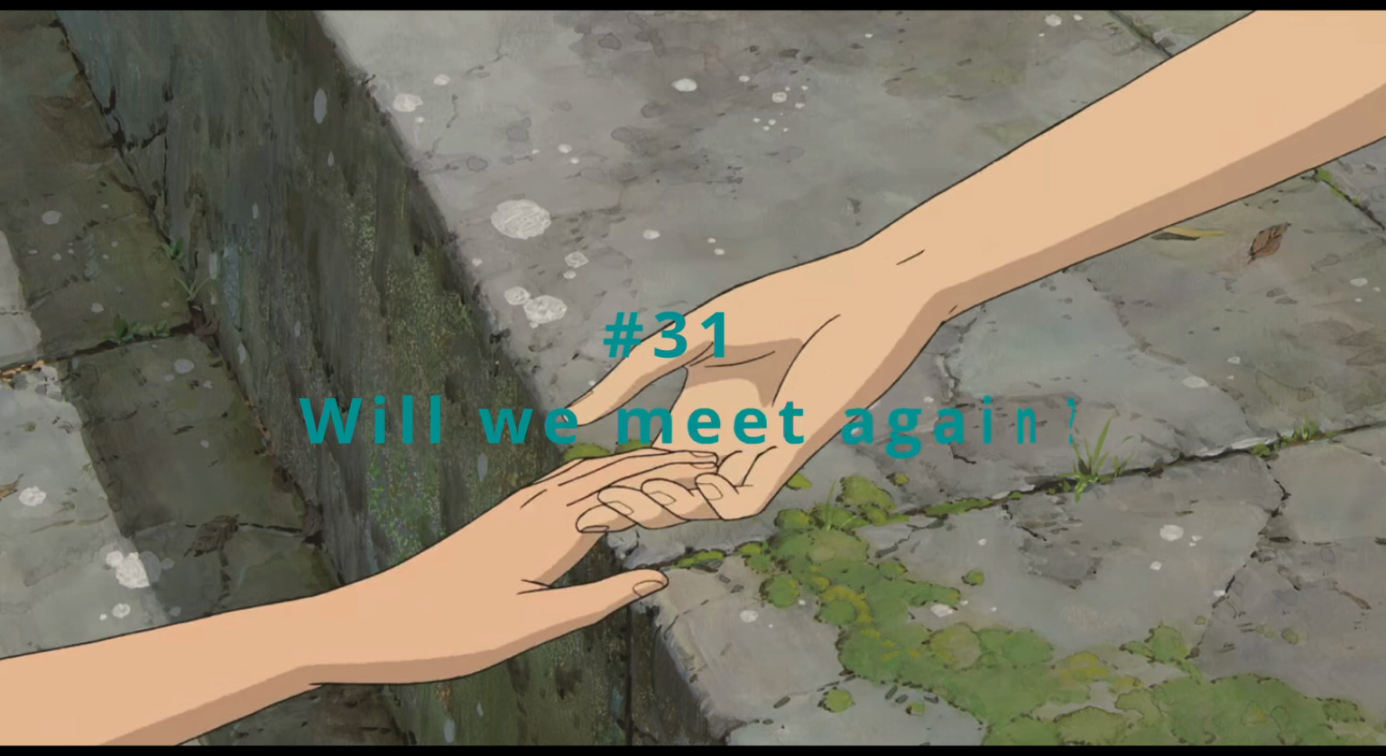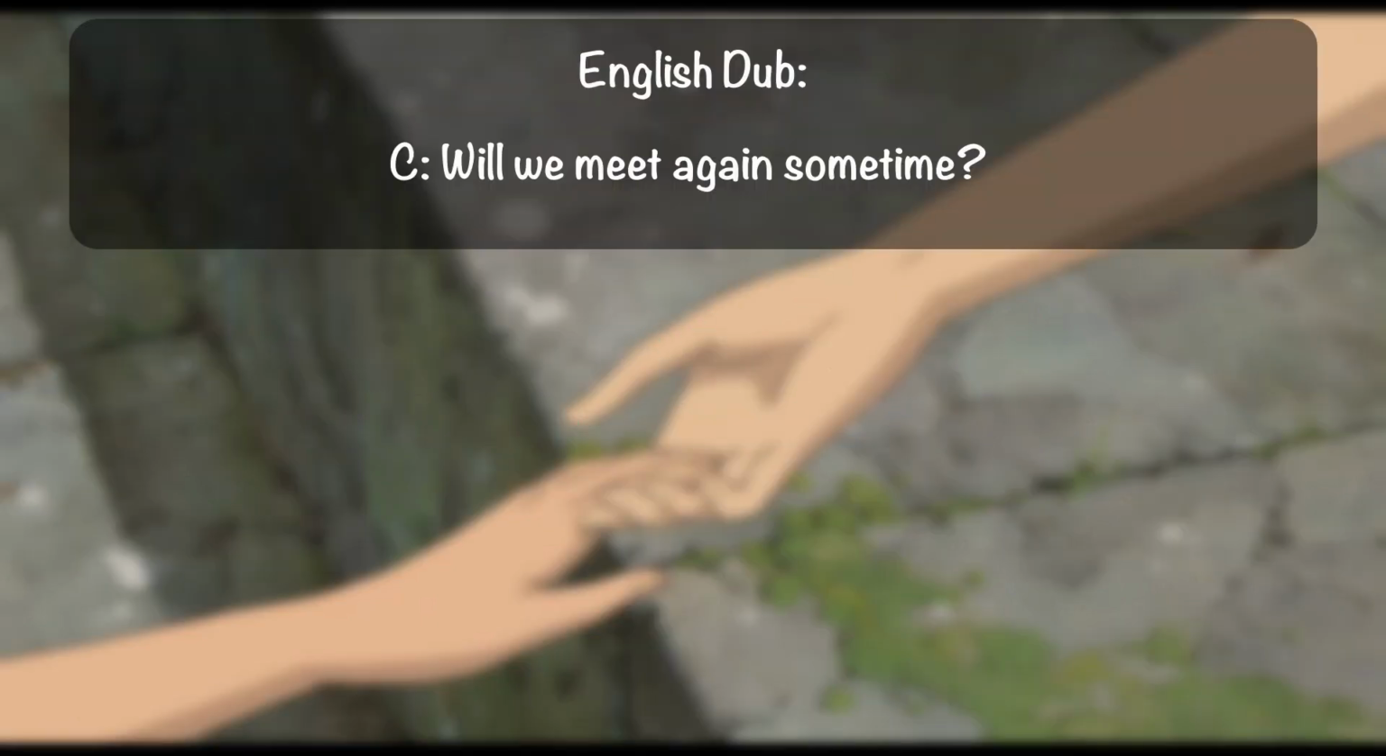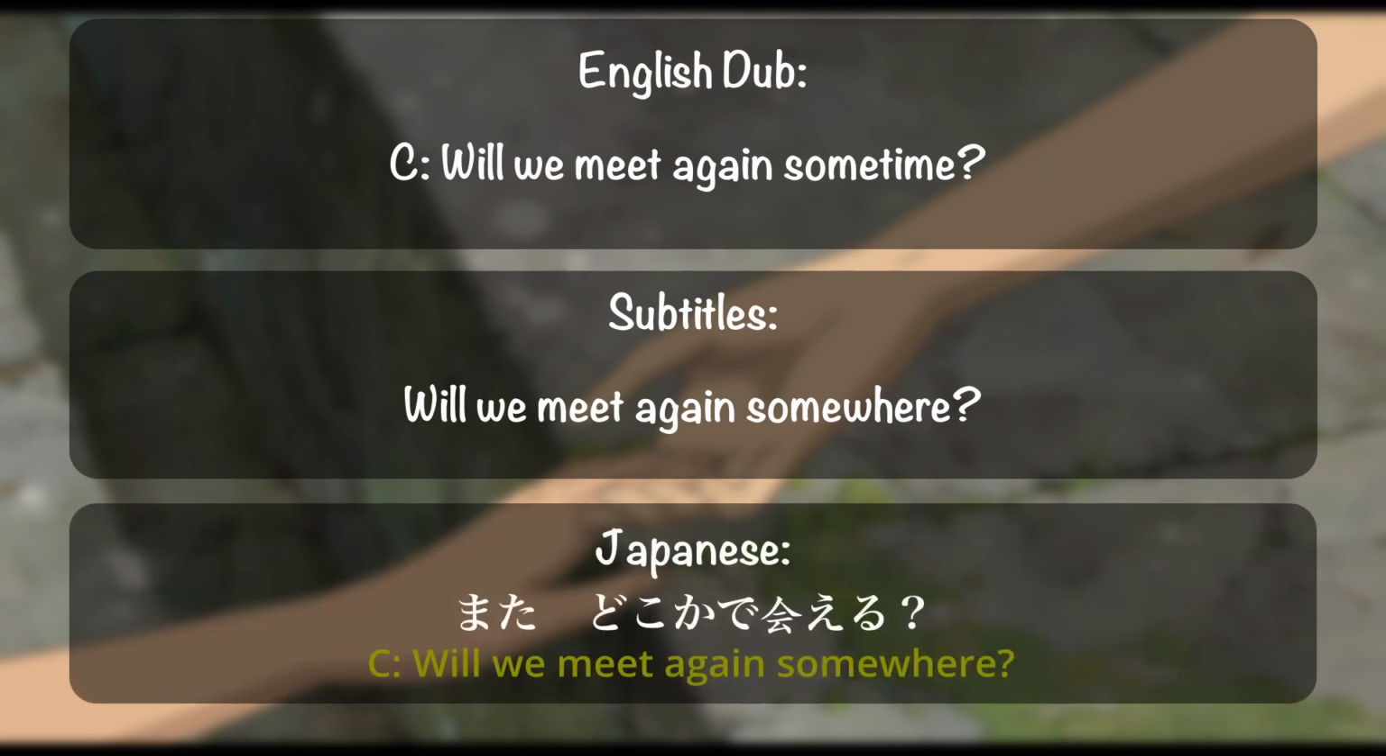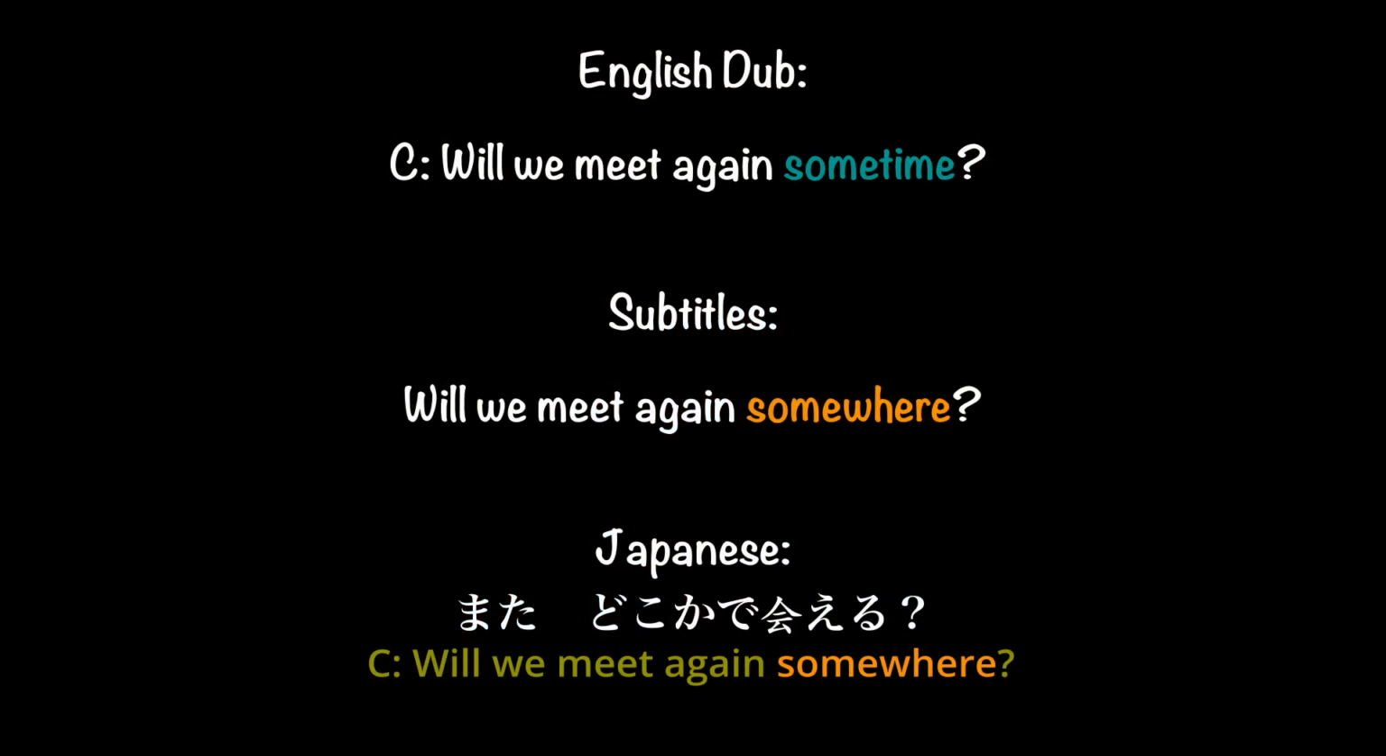Will we meet again? English: Chihiro says, "Will we meet again sometime?" Subtitles: "Will we meet again somewhere?" In Japanese, it's the same as the subtitle. In English, Chihiro asks if there is some time they can meet again, while in the subtitles and in Japanese, Chihiro asks if there is somewhere they can meet again.